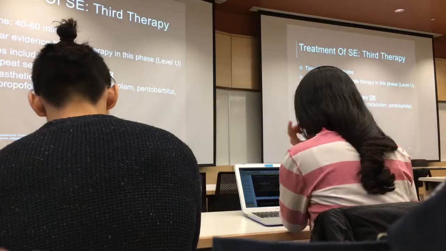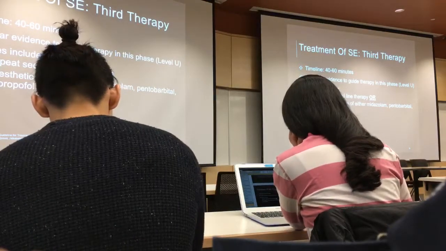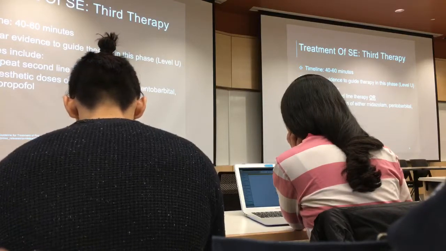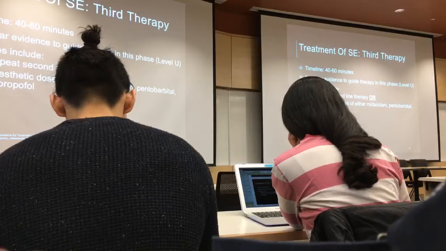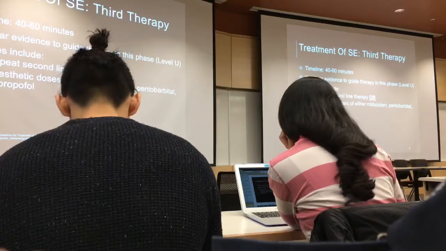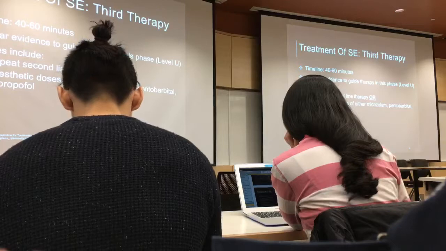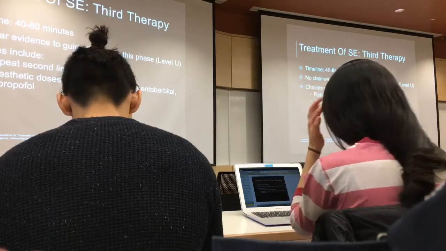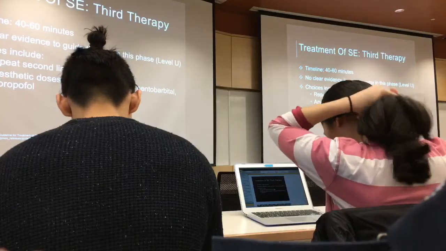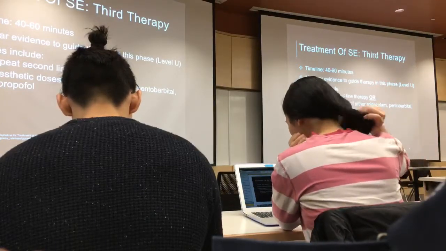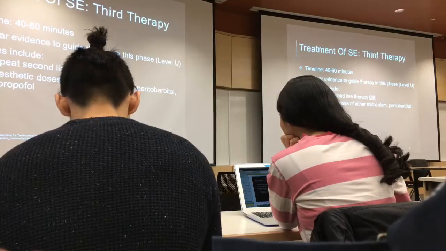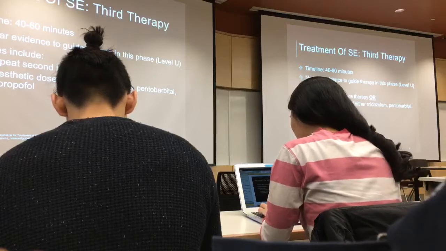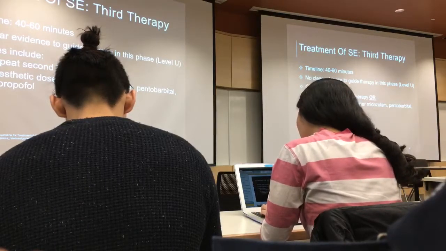So finally, we have the third therapy phase at 40 to 60 minutes. Again, there's no clear evidence to guide therapy in this phase, so choices are going to be one of 2 options. You're either going to repeat the second line therapy, the one in the last slide that I just went over, or you could actually move on to anesthetic doses of either midazolam, pentobarbital, or propofol. But with anesthetic doses of medications, what do you guys think is the big issue there? Can the patient just receive this like any other drug, or do you have to prep them in some way to make sure that they're still stable after you give it to them?